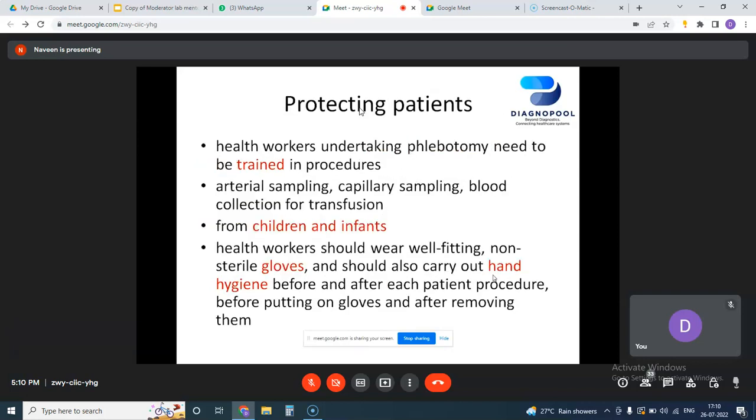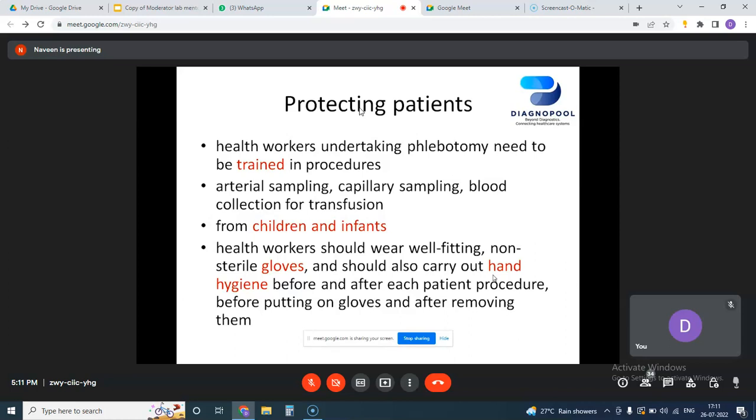And the things that can help us in protecting the patient are training for the phlebotomist. The phlebotomist should be trained properly and adequately, mainly when it involves the collection of samples from children and infants. And health workers, that is phlebotomists, should always wear gloves, and gloves should be as recommended. You should change the gloves for each patient.